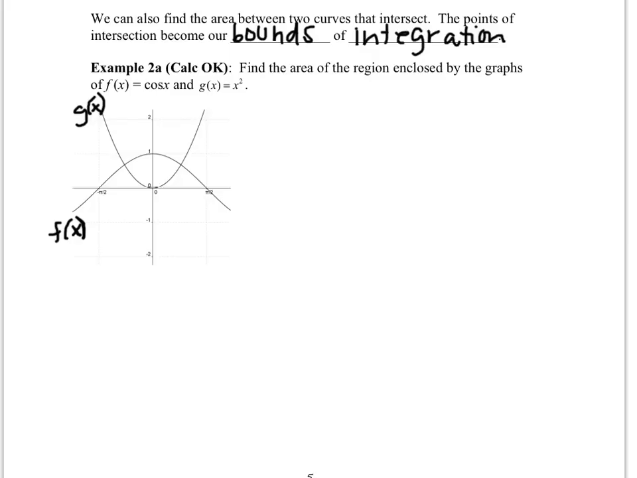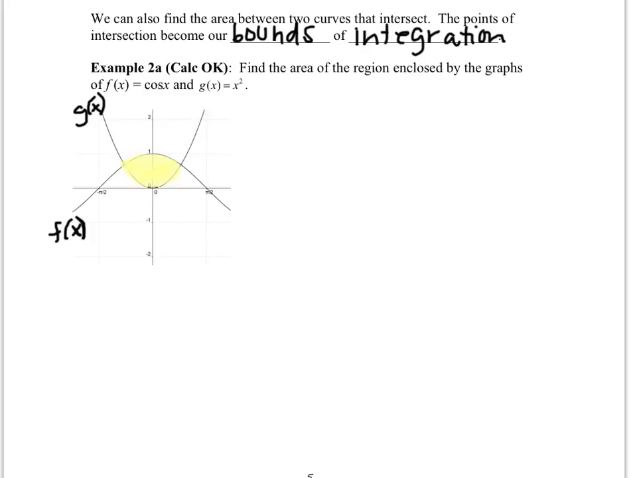Okay, so since the parabola keeps going up and the cosine keeps bouncing back and forth, this is going to be the only region where they intersect, which means this little guy right here. Didn't really want to do that in black again, did I? Oh, silly me. There we go. That little region is what I'm looking for.